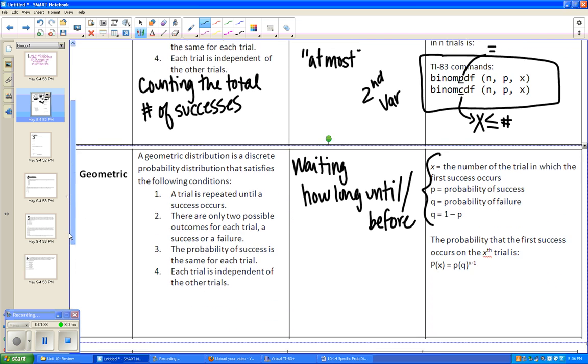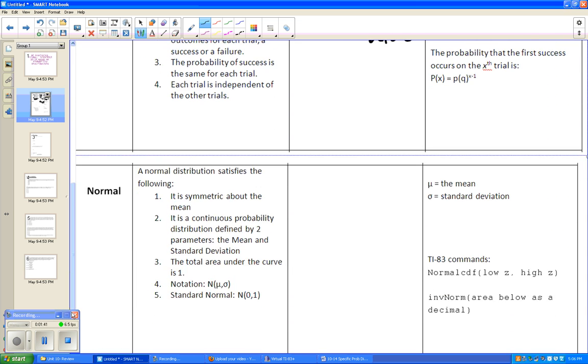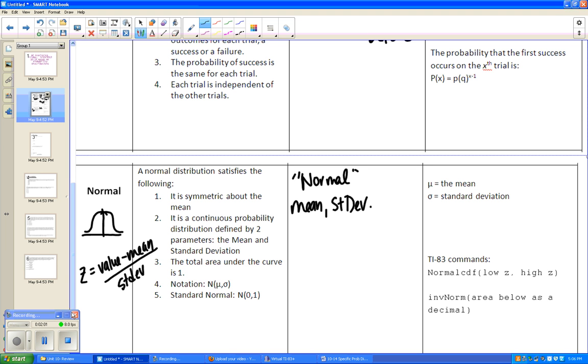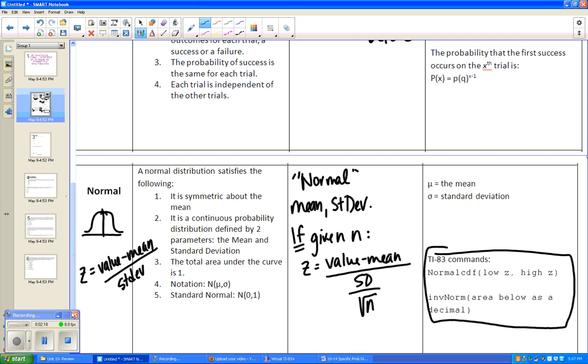And then when we move on to looking at, instead of geometric, the normal distribution, we're very familiar with this. Way back when, we had a z-score equals value minus mean over standard deviation. And you recognize it because it's going to say something is normal. And you'll be given a mean and a standard deviation. Sometimes you're also given a sample size. If given n, then your z-score is value minus mean over standard deviation over the square root of that sample size.